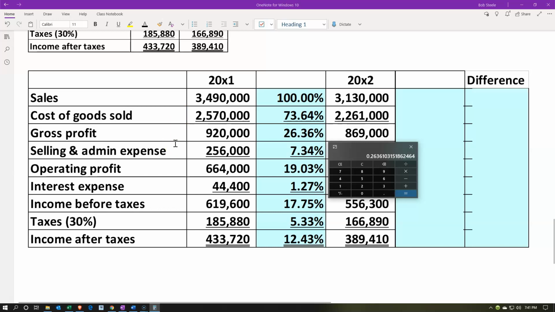So when we start to project out into the future, that behavior between the sales and the cost of goods sold going up and down with each other, as opposed to the selling and admin usually staying more fixed as sales and cost of goods sold fluctuate, variable versus fixed costs is important. So then we're going to go to the selling and admin.